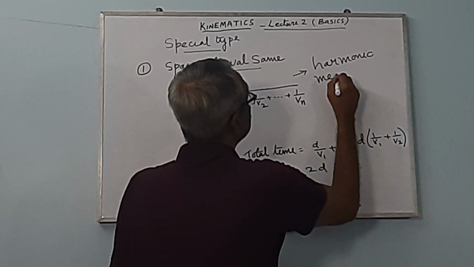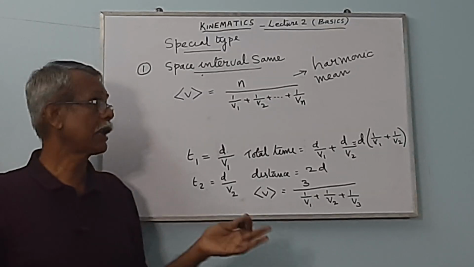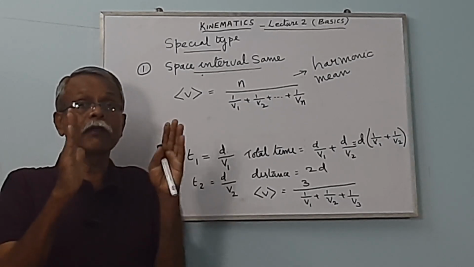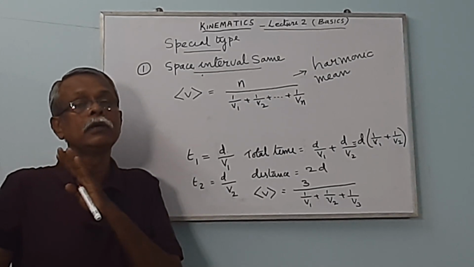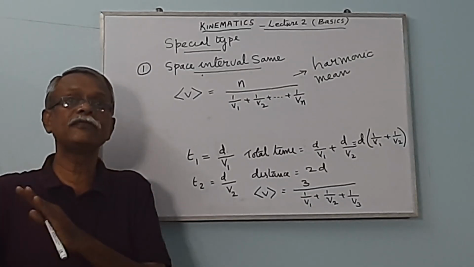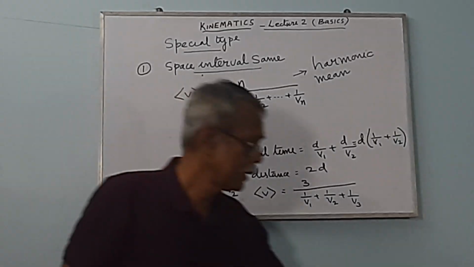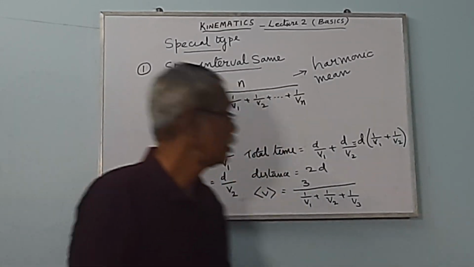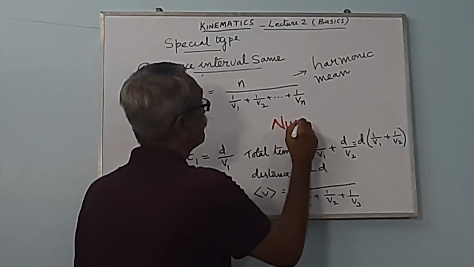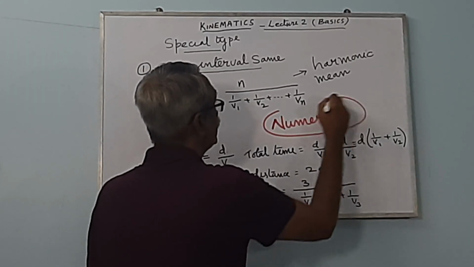We have use of harmonic mean also in several situations. So remember this: if the time interval remains the same, you take the arithmetic mean of the velocities. If the space interval remains the same, you take the harmonic mean of the velocities. Then we have to use these ideas in certain numerals. So we will pass on to working out certain important numerals.